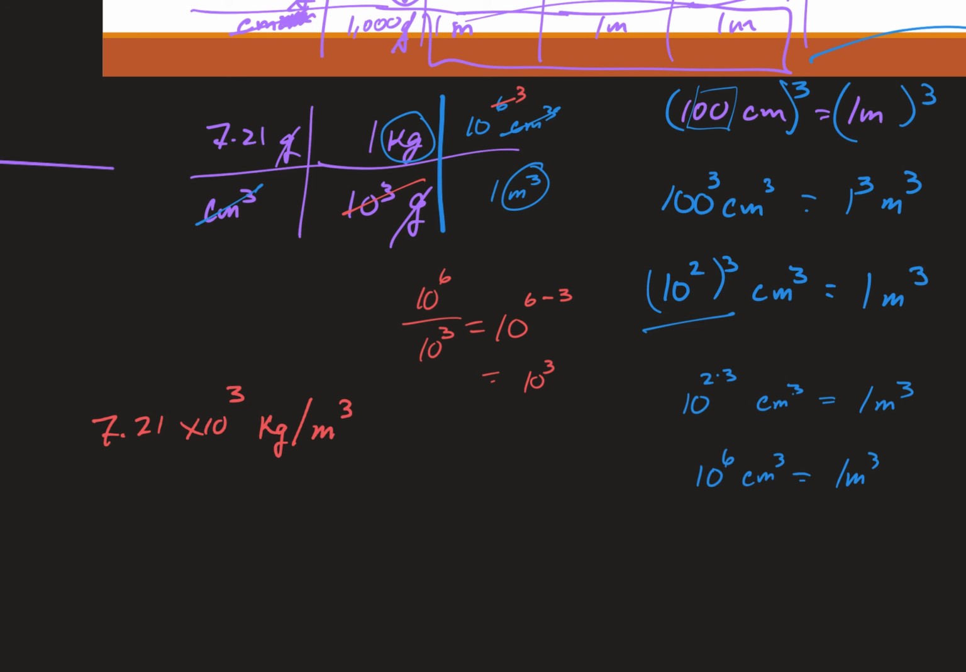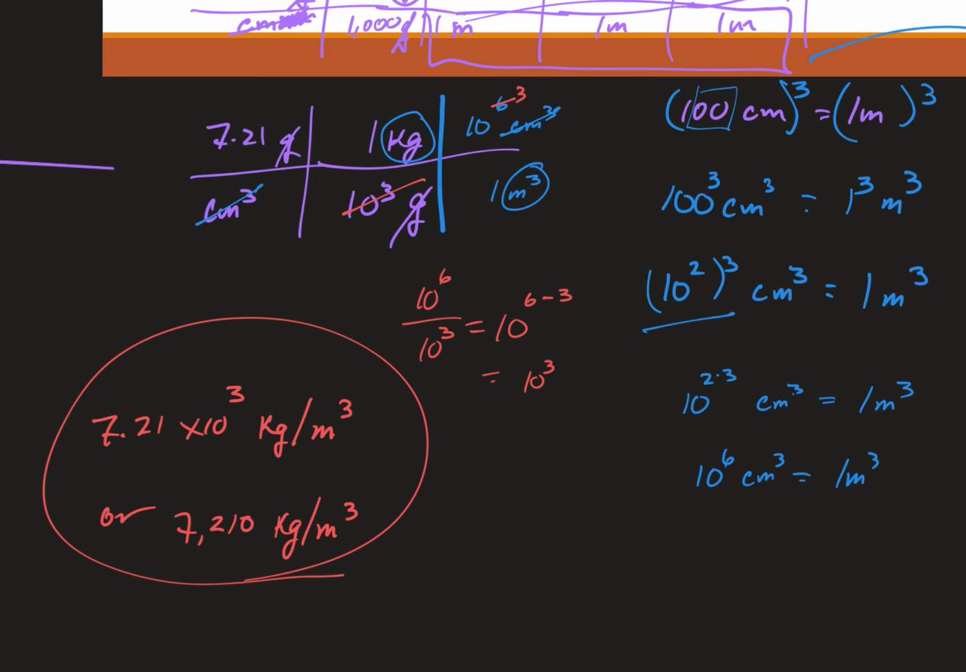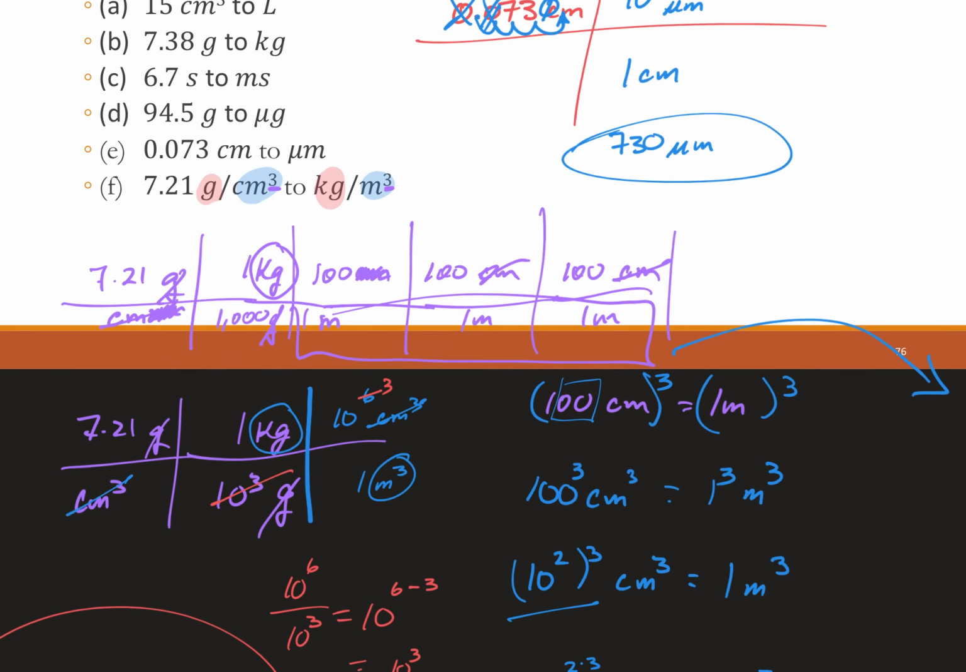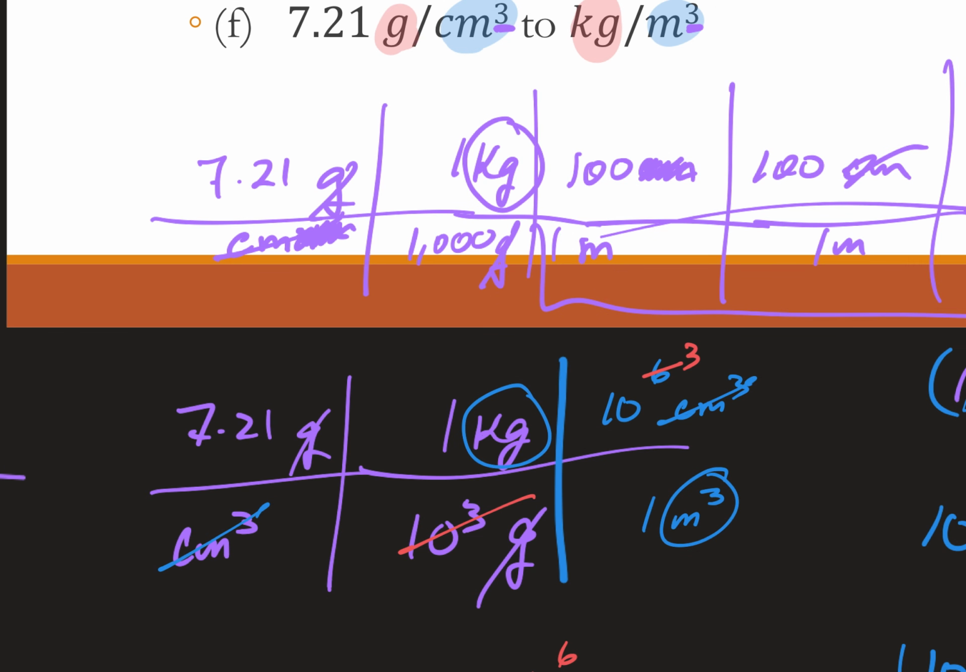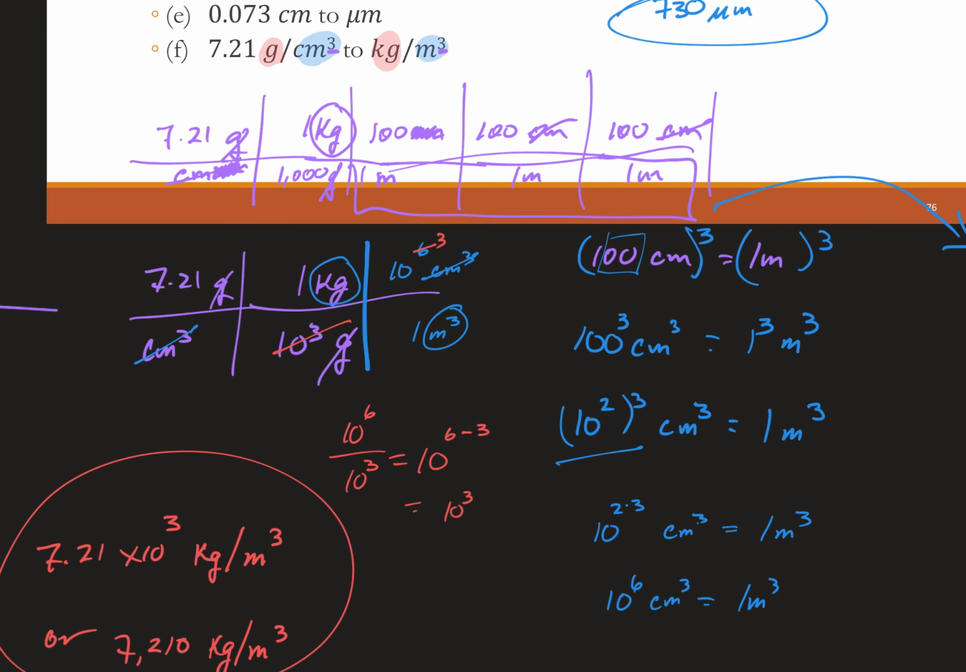In scientific notation, or 7,210 kilograms per cubic meter. You have to remember to use that unit as many times as it is taken to the power of. If it's 2, you do it twice, or square it. If it's 3, you cube it, and so on and so forth. All right, and that is it for this lesson, and that is it for chapter 1.